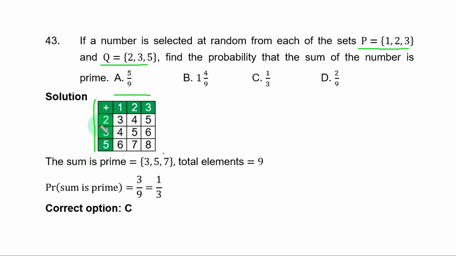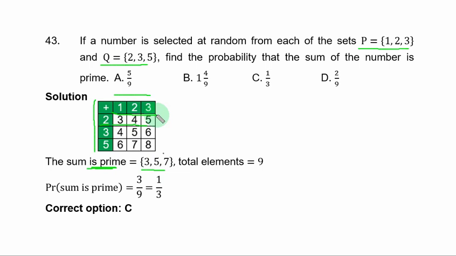So you take the first element of set Q and add it to each element of set P. That is 2 plus 1, 3, 2 plus 2, 4, 2 plus 3, 5. You take 3, you take 5, and you do the same thing. From the sum, let us get prime. The sum is prime. You have 3, 5, 7. You take the elements, avoiding repetition. Total element for the sum, they are 9.